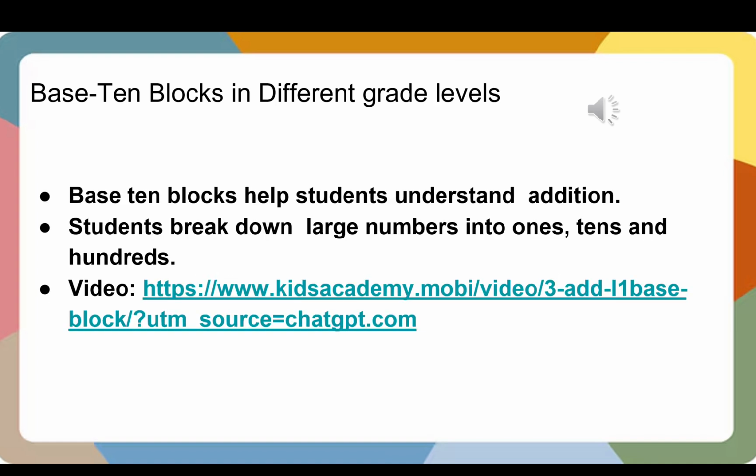Base 10 blocks help students understand addition by using them as manipulatives. Students are able to break down large numbers into ones, tens, and hundreds. This video right here is a great resource that demonstrates that. We provided the link to our presentation, so when you get the chance, you can check out this video.